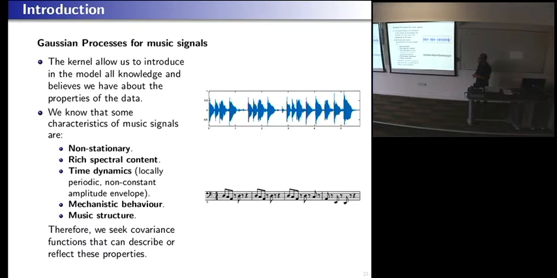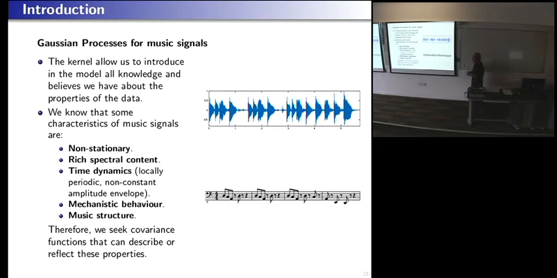Another property is that these signals have mechanistic behavior. What we have in an audio recording of a music instrument is the response of a physical system to an excitation. So when we hit a snare, or when we bow a string in a violin, we are exciting a system, and we are recording the response of that system. So there is a mechanistic behavior present in the data also.